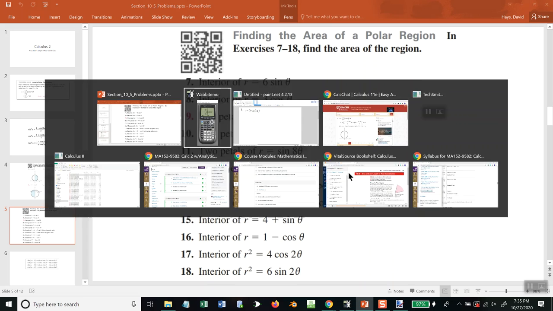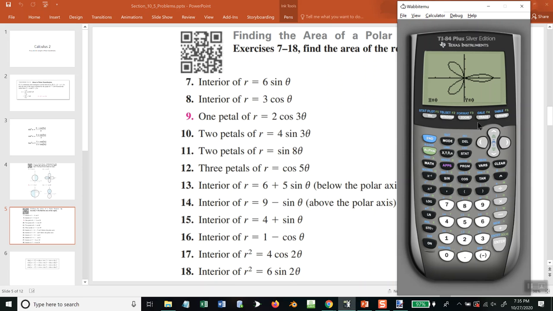1 petal. Okay, so we just want 1 petal. If I press trace, notice where my cursor is. It's over here at the far right. It's not here in the origin. And if I start pushing my right arrow key, that appears to get it over to half the leaf.